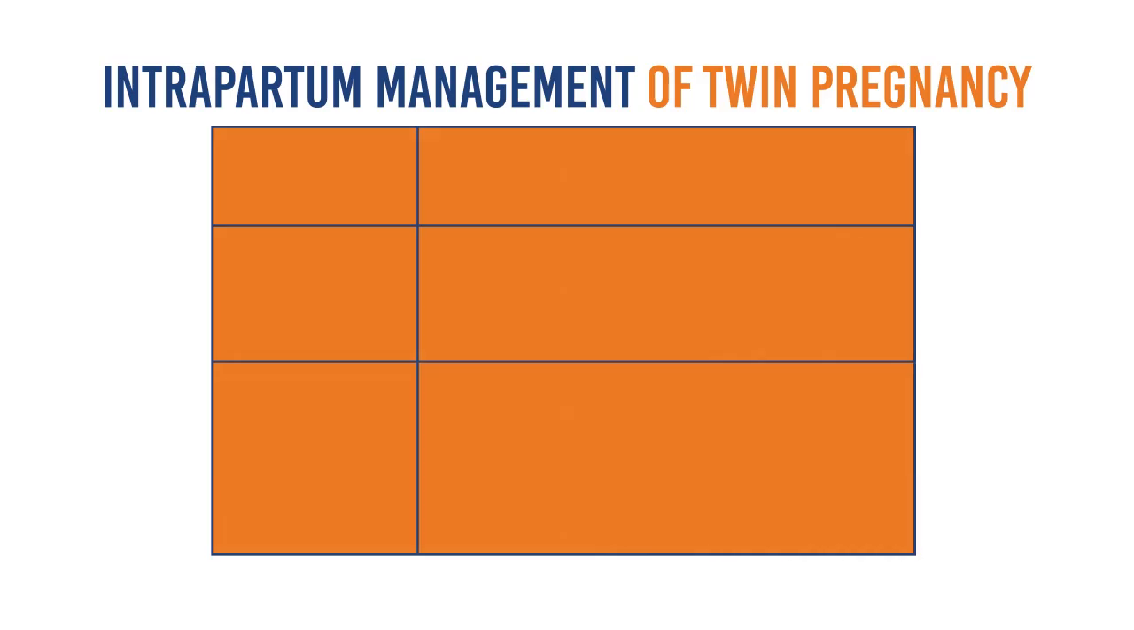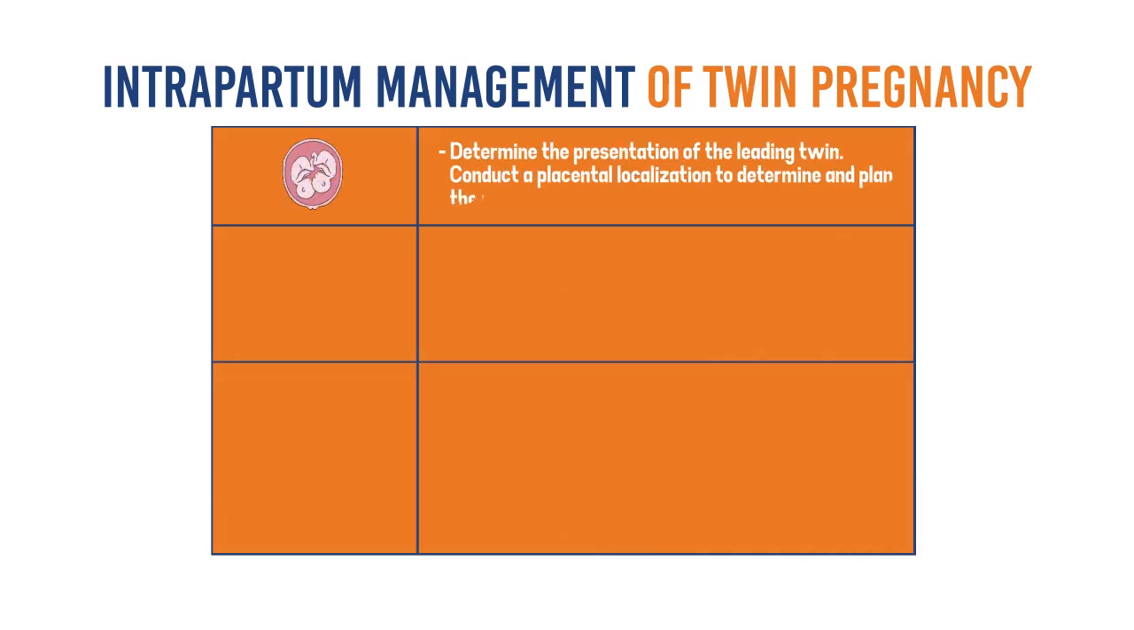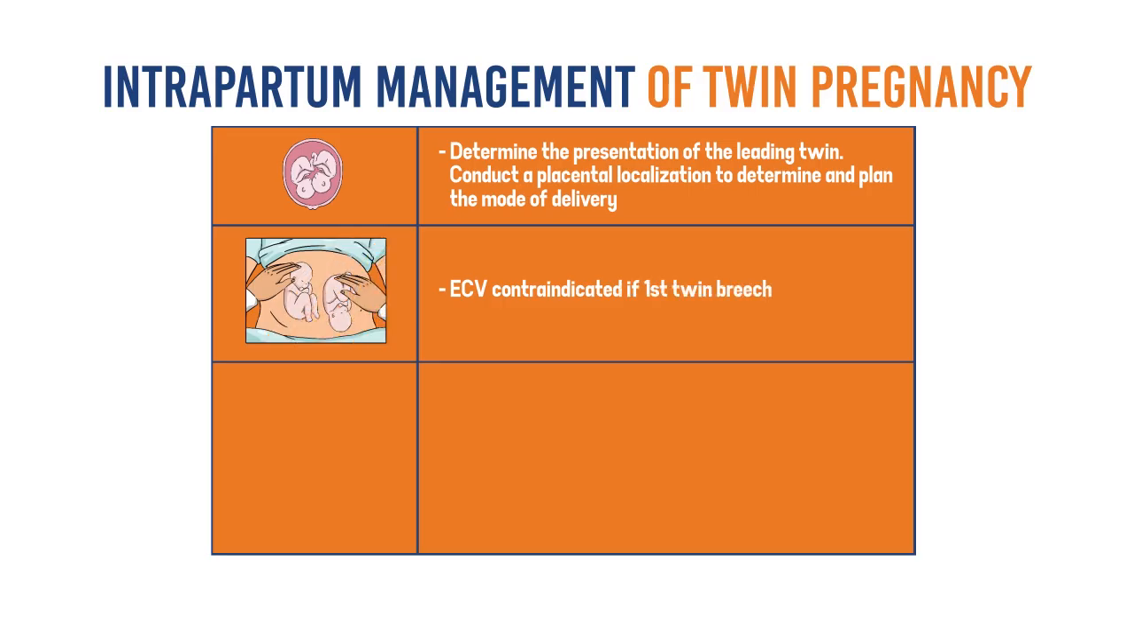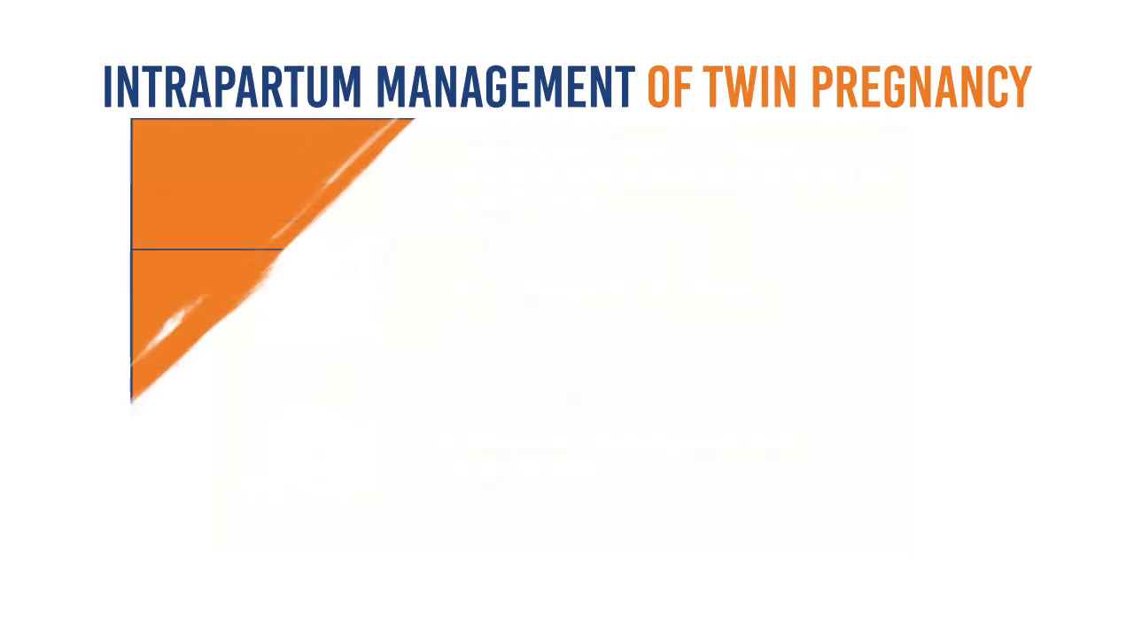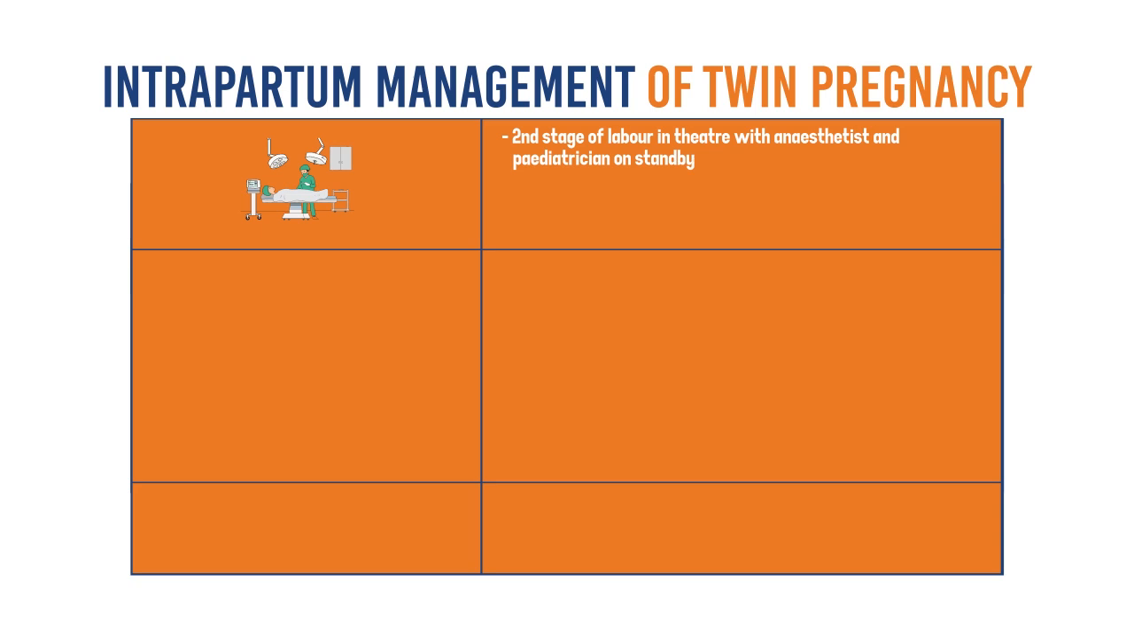These are the important points to note. Determine the presentation of the leading twin. Conduct a placental localization to determine and plan the mode of delivery. ECV is contraindicated if the first twin is in breech presentation. Continuous CTG monitoring of both twins throughout labor is necessary. The second stage of labor should be done in the operating theatre with an anesthetist and pediatrician on standby. Confirm the position of the second twin after the delivery of the first twin by ultrasound scan, as there is a 20% risk of change in presentation of the second twin.